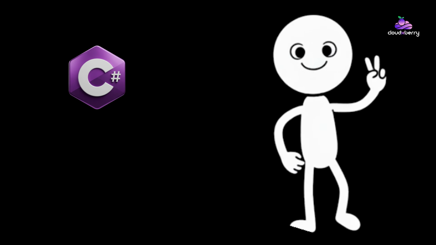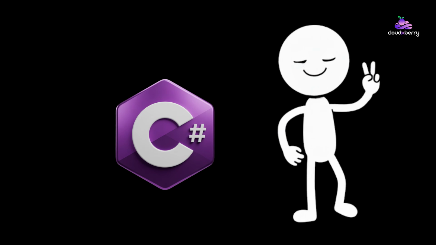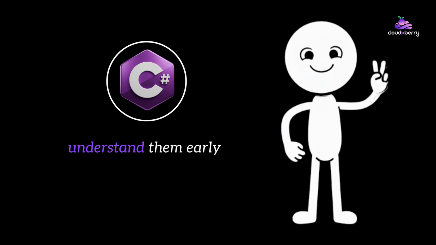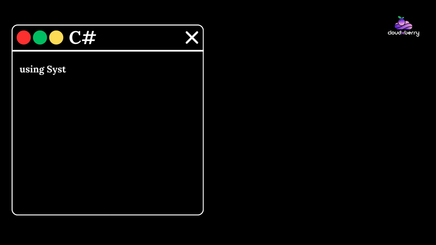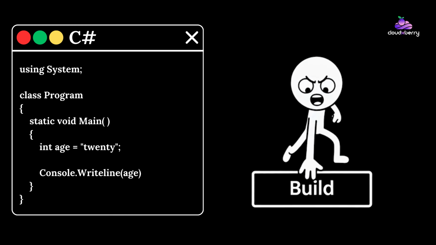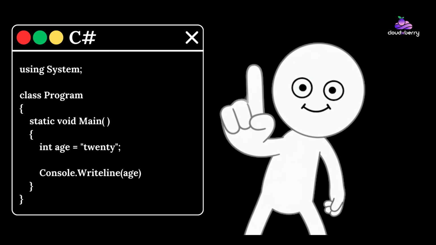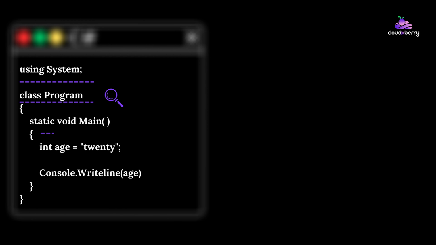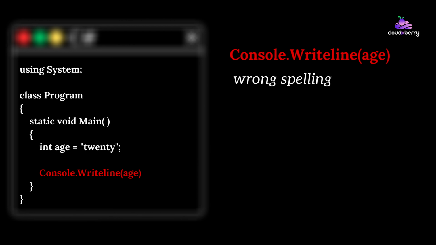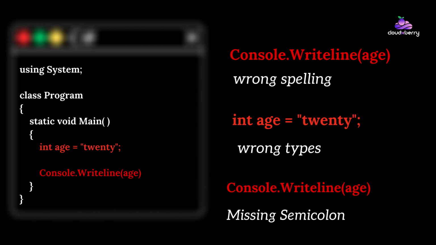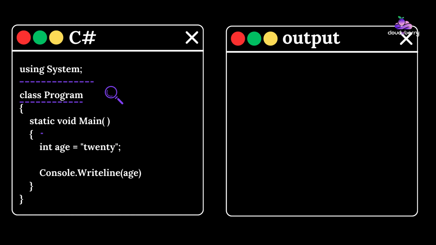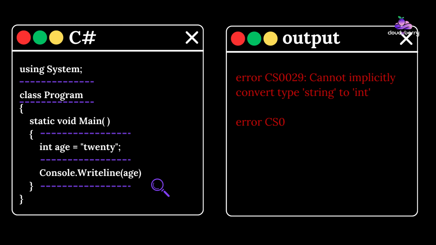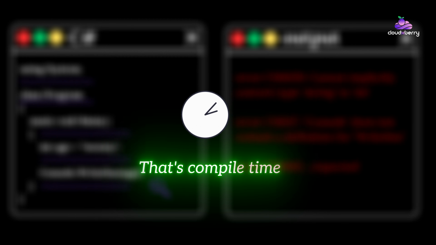Now, there are two words you're going to hear constantly as you learn C#, and you need to understand them early: compile time and runtime. Let me break those down simply. When you write code and hit build or run, the very first thing that happens is your code gets checked. The compiler reads through everything you wrote and looks for mistakes. Wrong spelling, wrong types, missing pieces. If something is broken, it tells you right there. This stage, where your code is being checked and turned into something the computer can eventually run, that's compile time.